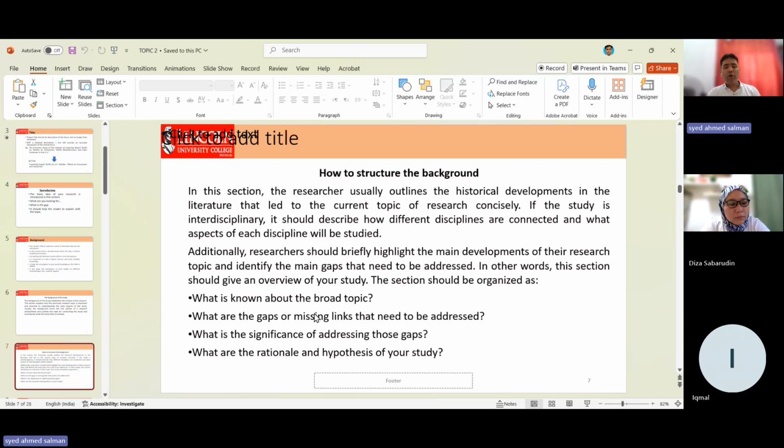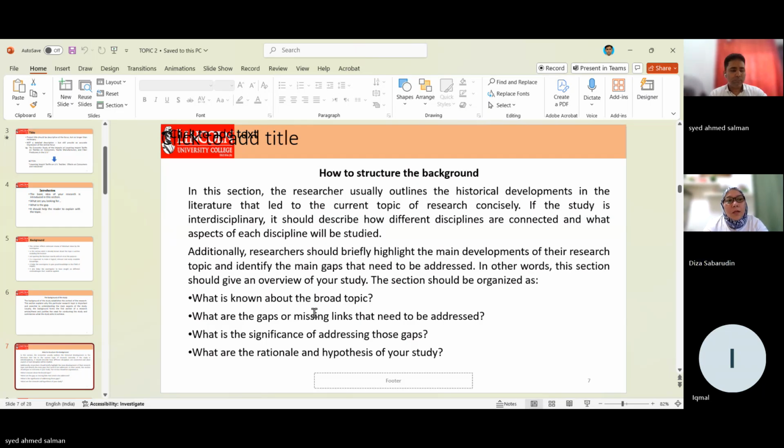Okay, now before how to structure the background of the study, I just want to know how to develop the title of the project paper. Do you have any idea how to develop the title of the project paper?